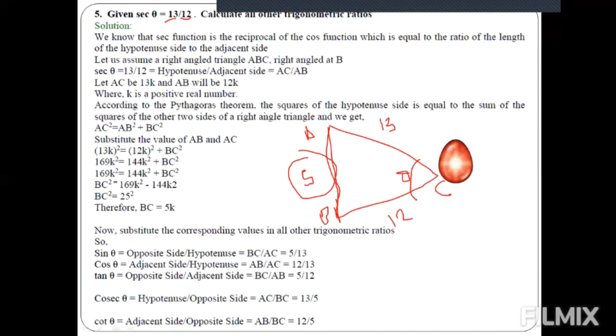So for sine theta equals opposite by hypotenuse, that is 5 by 13, and for cos, adjacent by hypotenuse, that is 12 by 13, and for tan, opposite by adjacent, so it is 5 by 12. Cosecant equals hypotenuse by opposite, that is 13 by 5, and you found the secant. And cot is adjacent by opposite, that is 12 by 5. These are the answers.